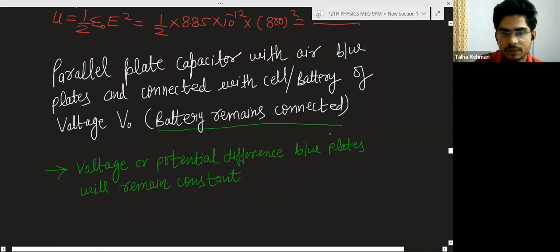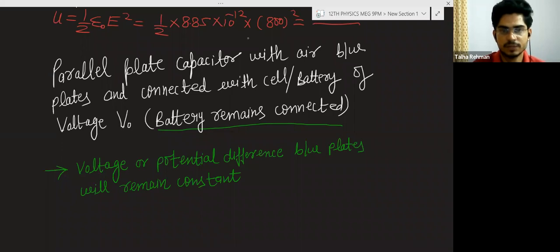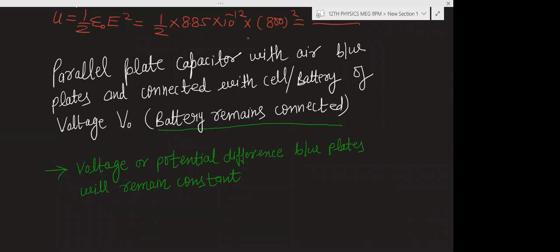when battery remains connected. Hamza, I am just coming for 1 minute.